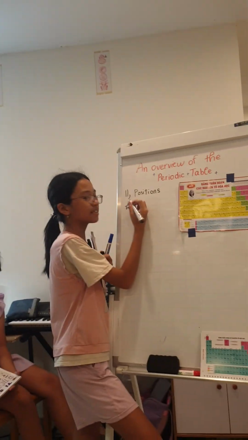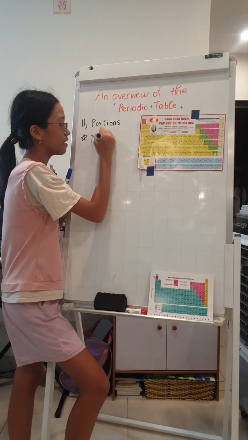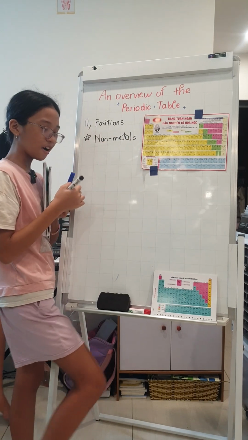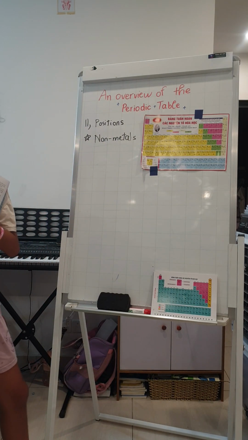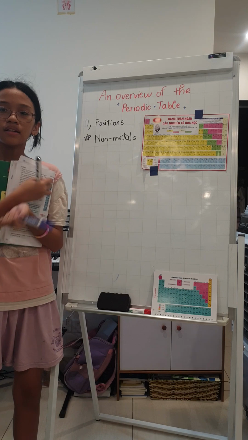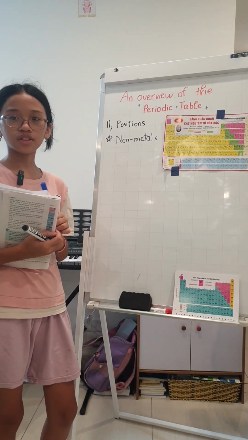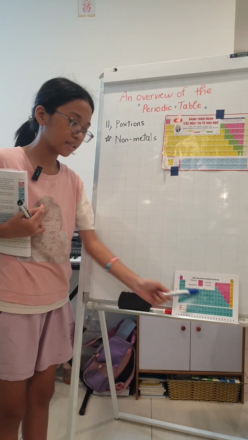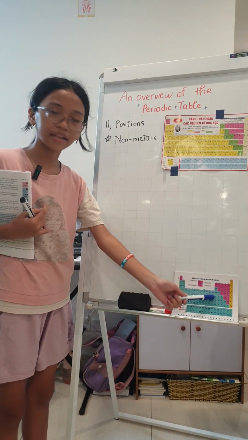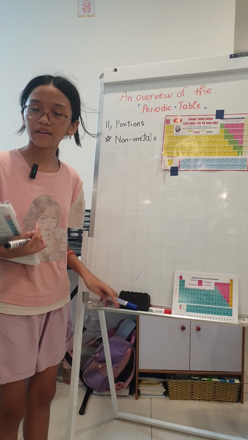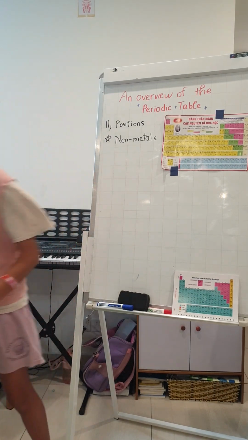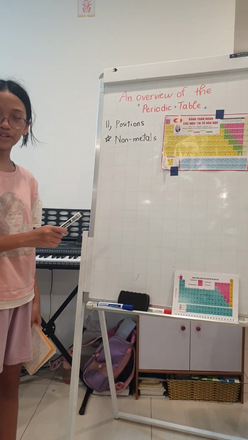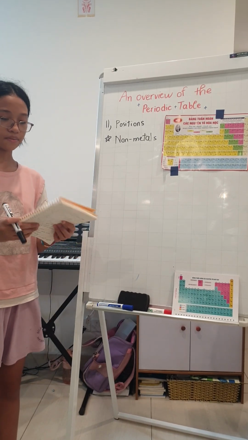The second type of elements are nonmetals. Among the 118 chemical elements, less than 20 chemical elements are nonmetals. Here, you can see that they are resembled in pink. The pink color are nonmetals. So, in each group, there are nonmetals too.